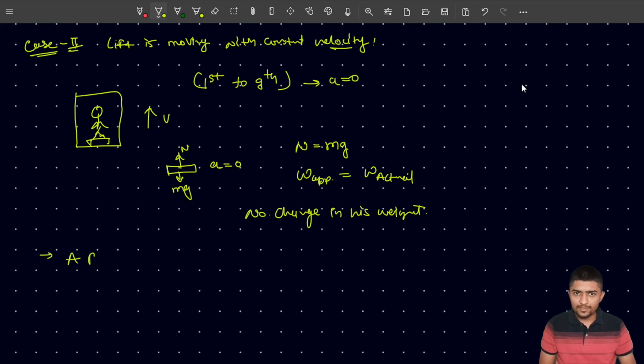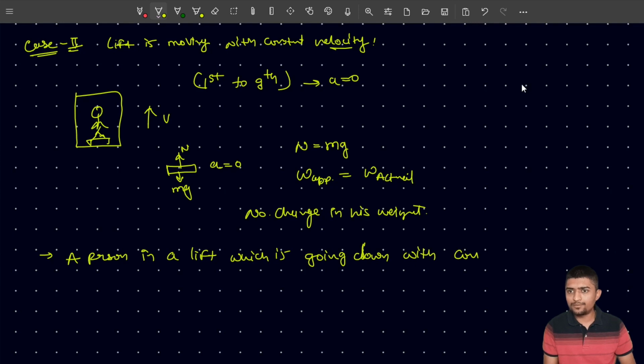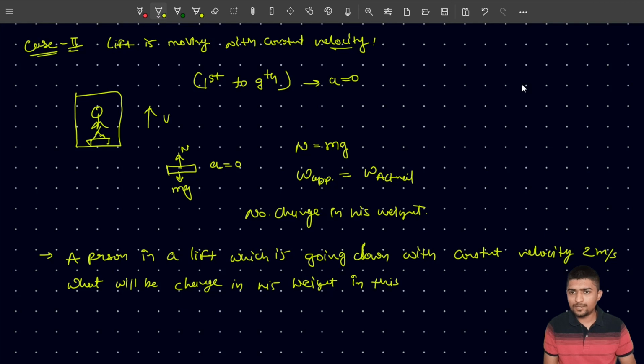Let's have a question. Suppose a person in a lift which is going downward with constant velocity 2 meters per second, what will be the change in his weight in this condition?